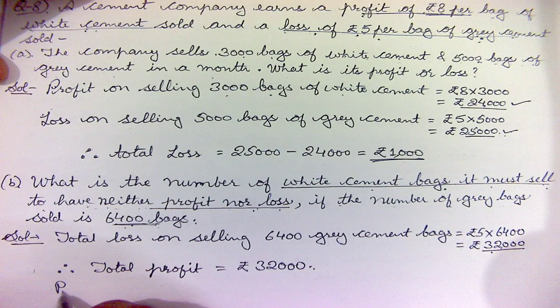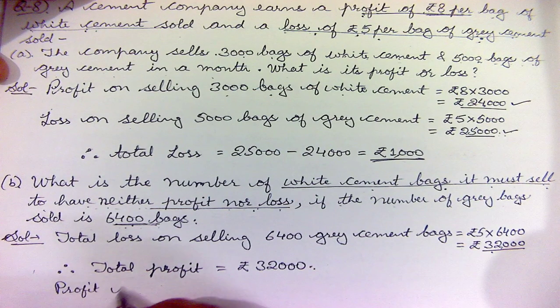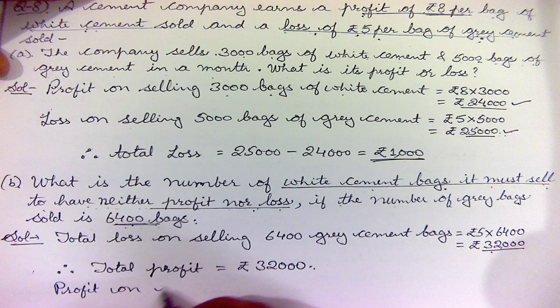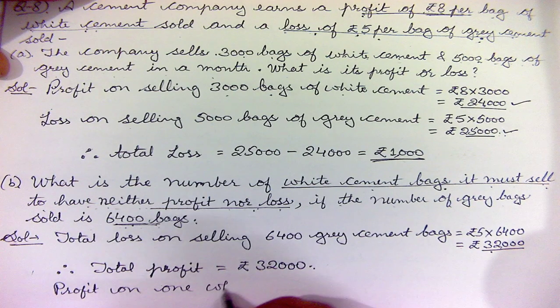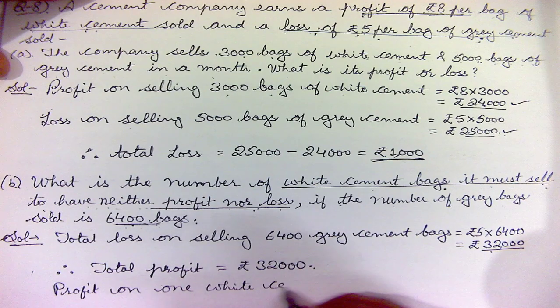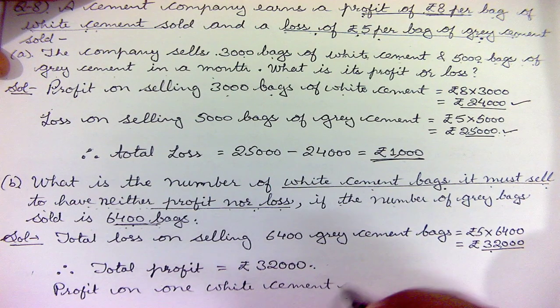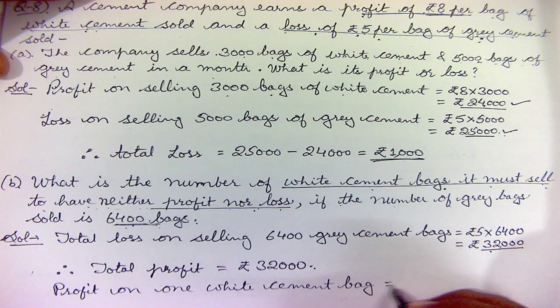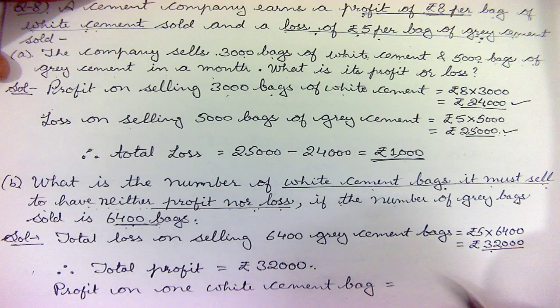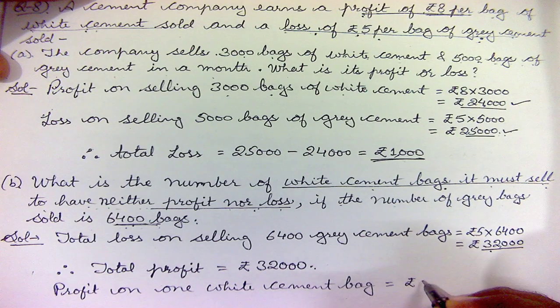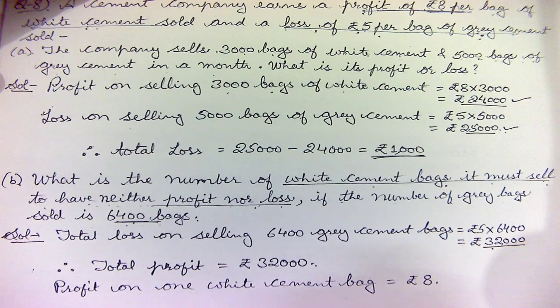So profit on one white cement bag. What is the profit now on one white cement bag? On one white cement bag, the profit gained is rupees 8. You have to tell how many white cement bags will be sold.